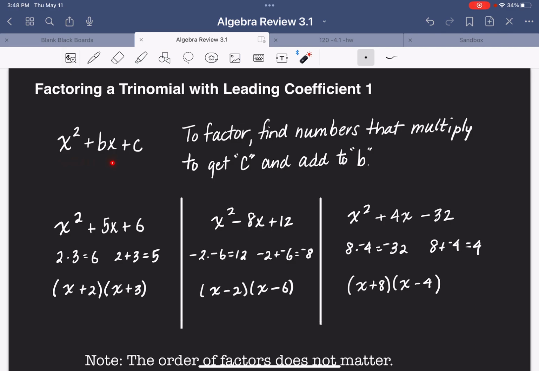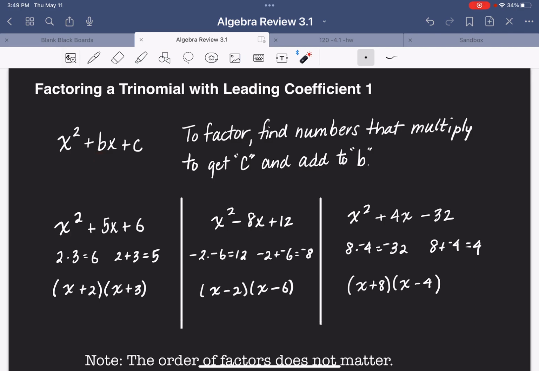Now this is the format, x squared plus bx plus c. Now these exponents might be slightly different, but in general we'll mostly see a square here and a 1 here. If this is a 1, okay, leading coefficient means the first coefficient. If it's a 1, then all we have to do is look at the factors of c, find the pair that adds to b, and that's going to be our factorization.